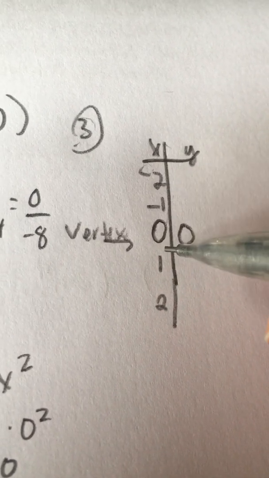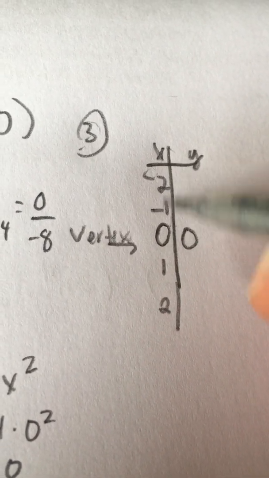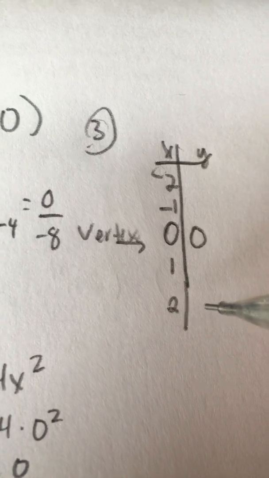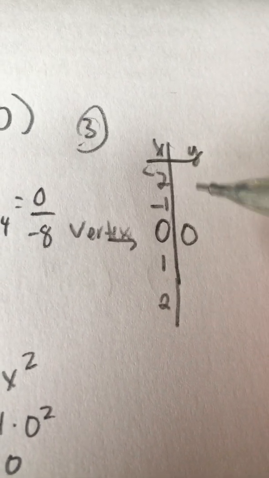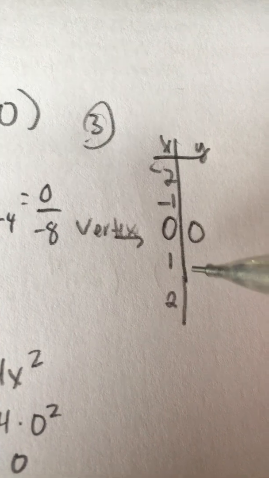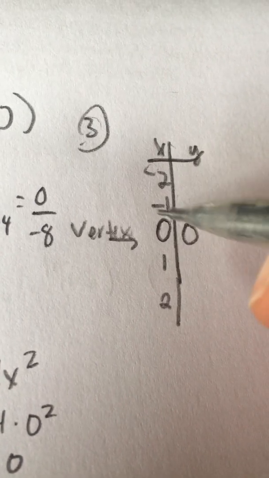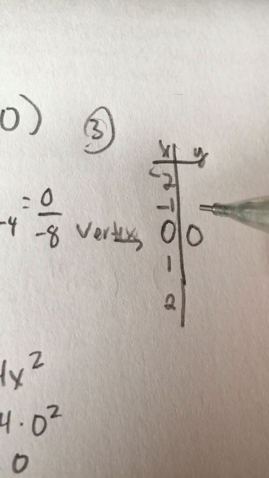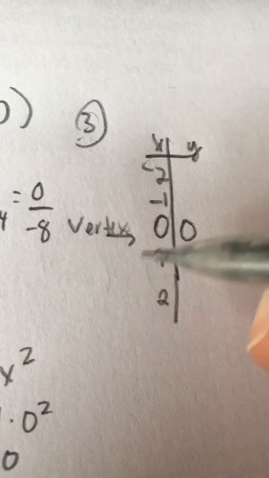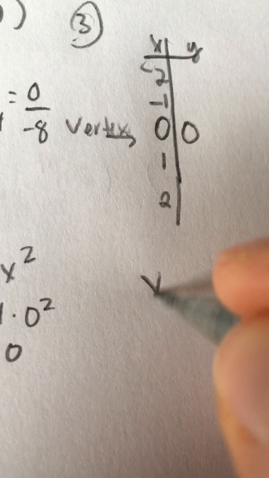If you pick numbers that are equal distance apart, these are 2 units apart, and this is 2 units apart, then these y values will be the same because of the symmetry piece. So you can pick, either plug in 1 or -1, but I'm telling you these values will be the same. You don't have to plug in both. Typically, I like to plug in positives rather than negatives. So I'm going to go ahead and plug in 1.